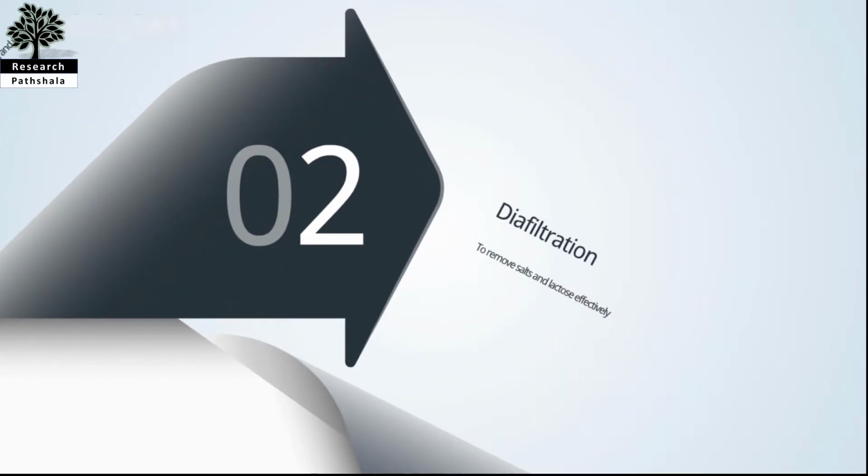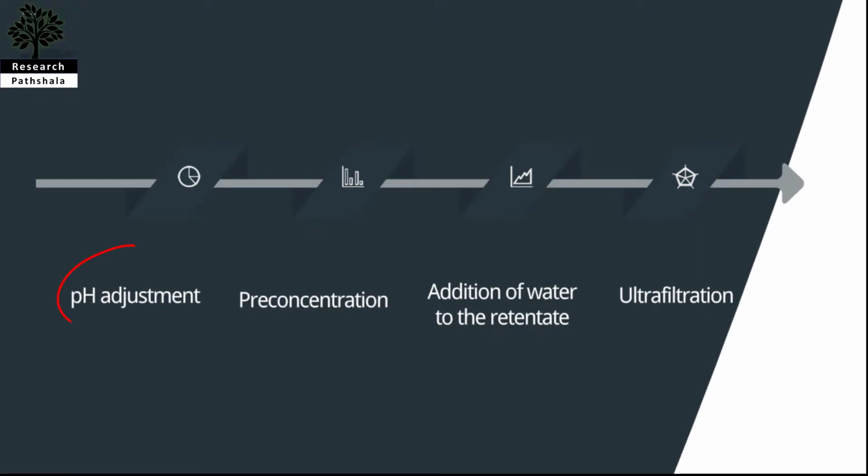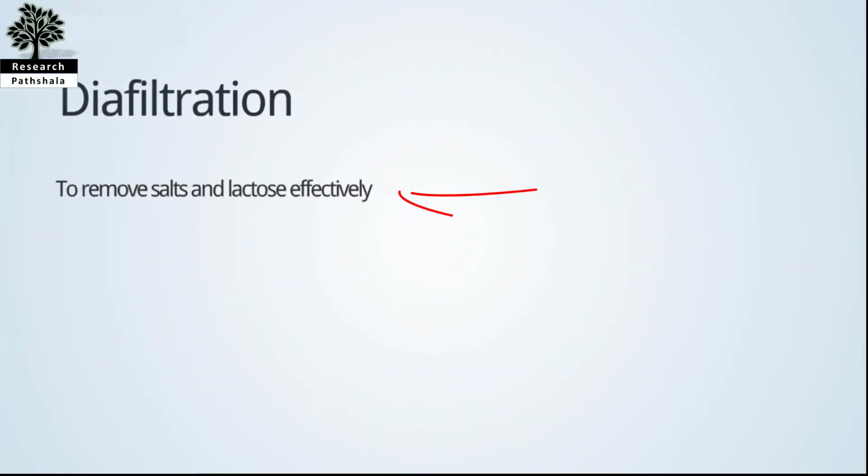Now, the second one is diafiltration. In diafiltration, pre-treatment such as pH adjustment and pre-concentration is also done to improve the performance. Water is added to the retentate, followed by a second ultrafiltration. This has been developed for the removal of the salt and the lactose present in the mixture.